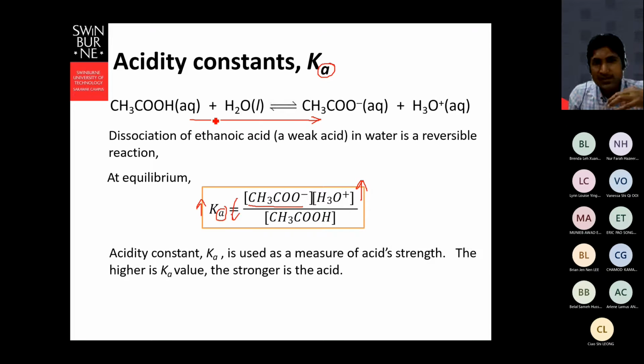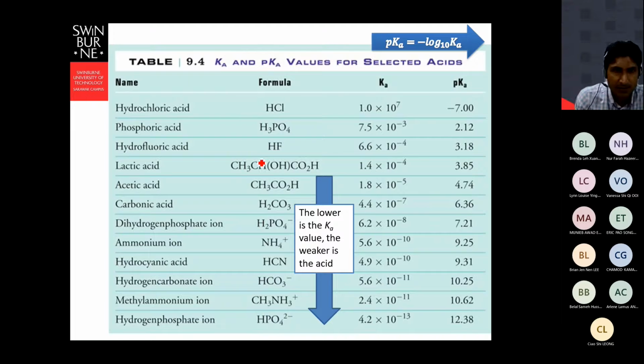To get more dissociation, we have to have a strong acid. Only a strong acid will get more dissociated. A weak acid will not, and since a weak acid does not dissociate much, the Ka value is usually low. The lower the Ka value, the weaker the acid. So as the Ka value goes down, the acid strength also goes down.